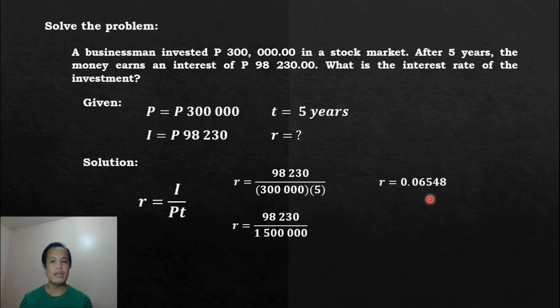0.06548. Now, if we are going to change this to percentage, we just simply move the decimal two decimal places to the right. So that would give us 6.55%. Our rate for this problem would be 6.55%, meaning 98,230 pesos is earned by a principal of 300,000 with a duration of 5 years at a rate of 6.55%. So this is now the interest rate of the investment.